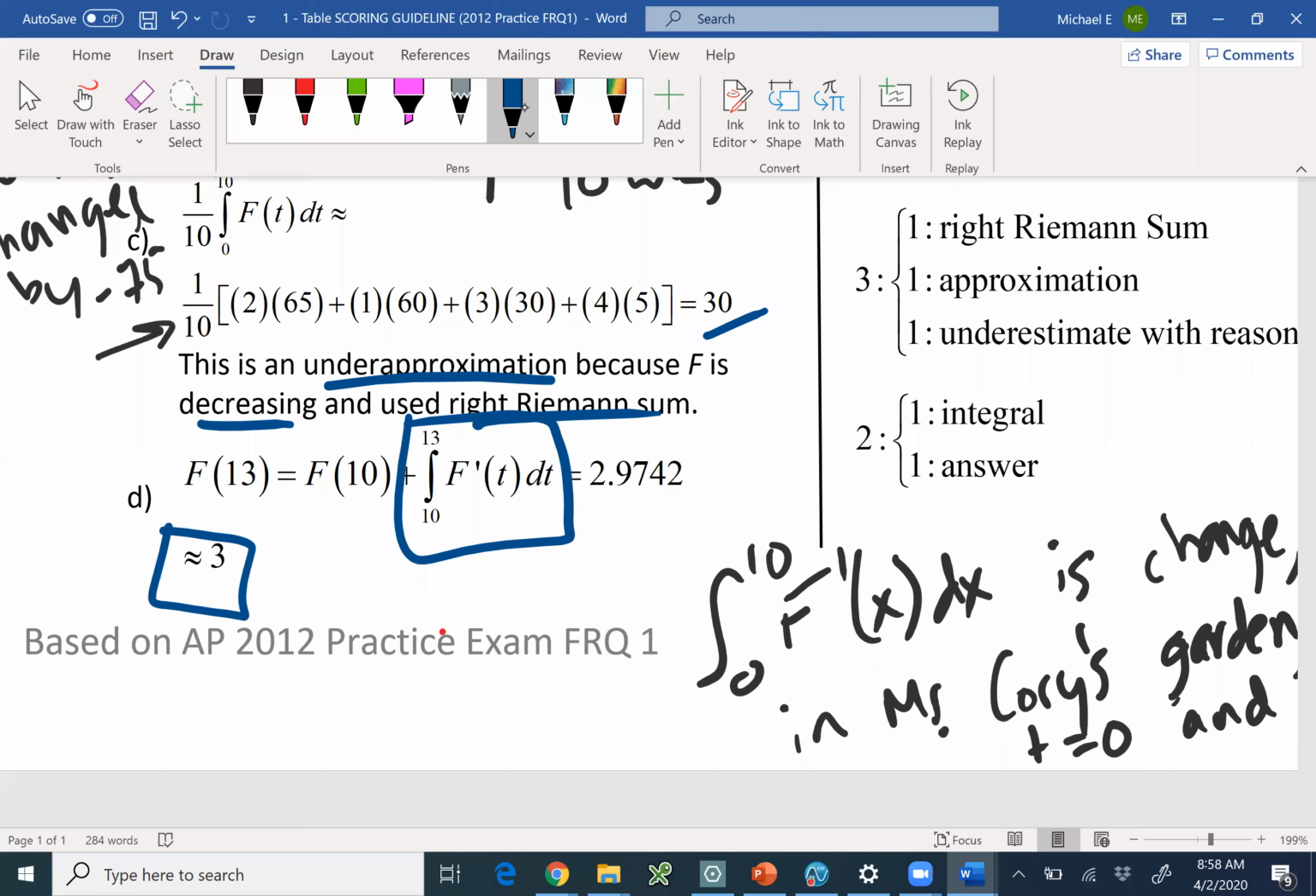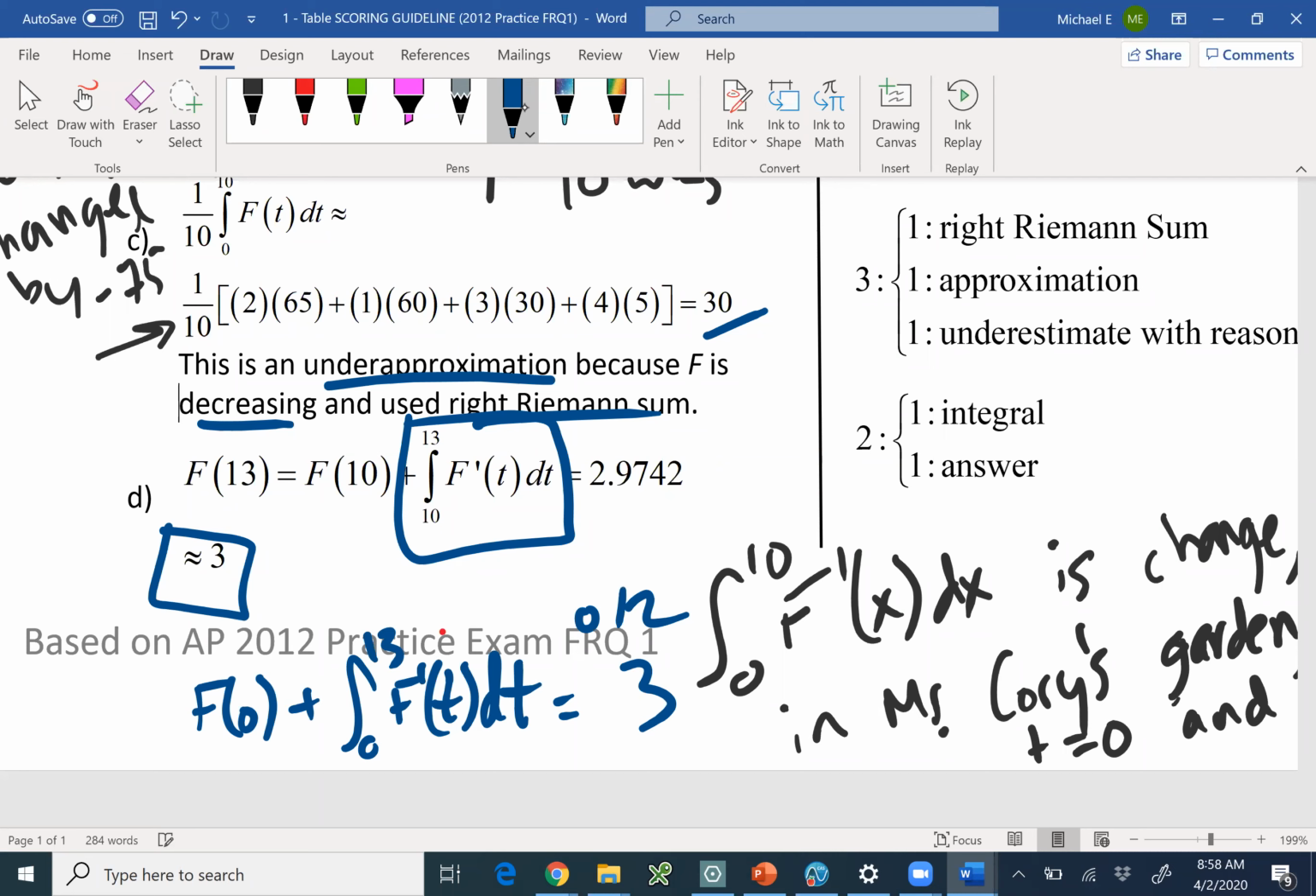Now, if you have a totally wrong integral, like if you did f of 0 plus the integral from 0 to 13 of f prime of t dt, and then magically it was just a coincidence and you got 3, you would get a 0 out of 2. Because f of 0 is not right, this integral is not right, none of it's right.